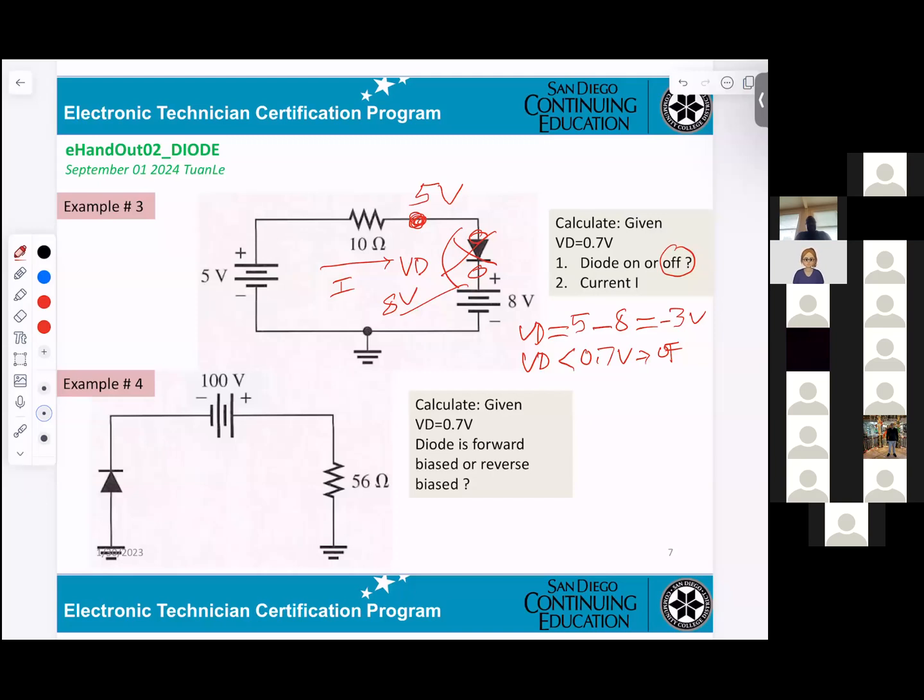Number 4. Diode is forward bias or reverse bias. Forward bias means on. Reverse bias means off.